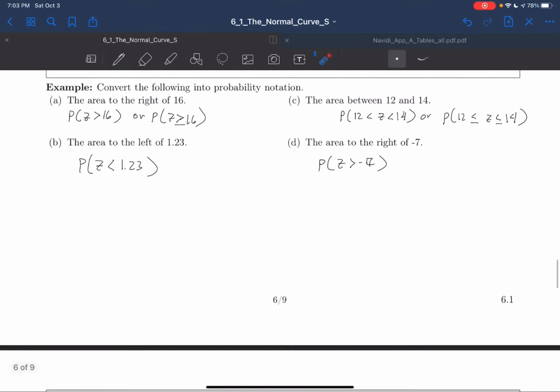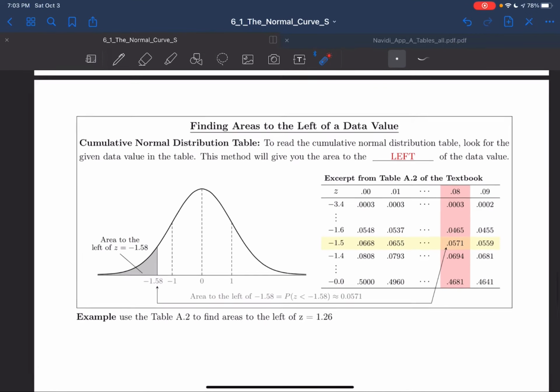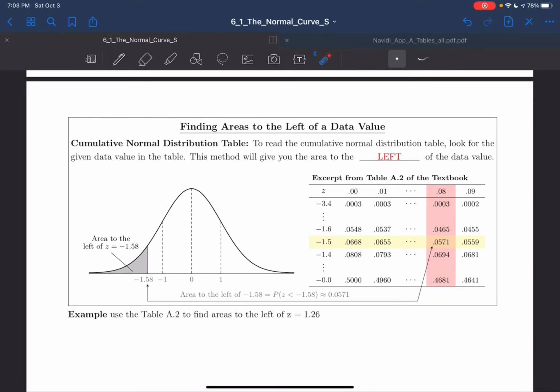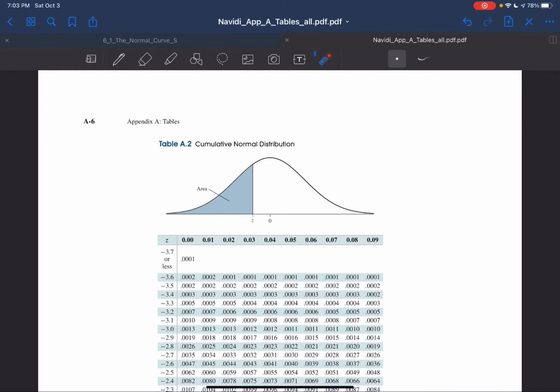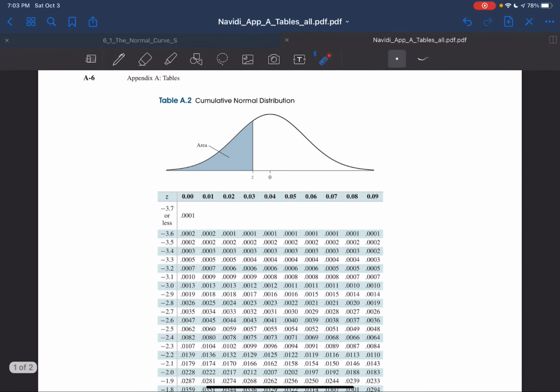Now we're going to find areas to the left of data values. What we're going to use is something called the cumulative normal distribution table. Another word for it is the standard normal table. And it looks kind of like this. This is table 8.2 in your textbook. I'm actually going to post this on Blackboard for you to look at, so you can use it for homework, for quizzes, and for exams.